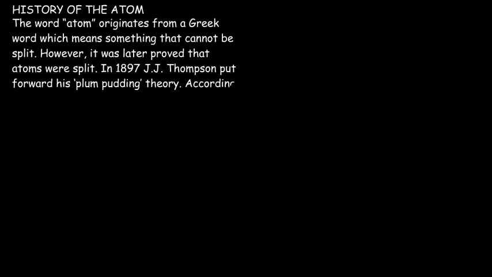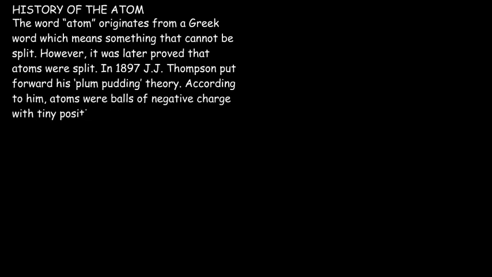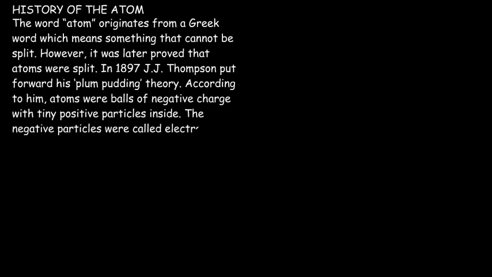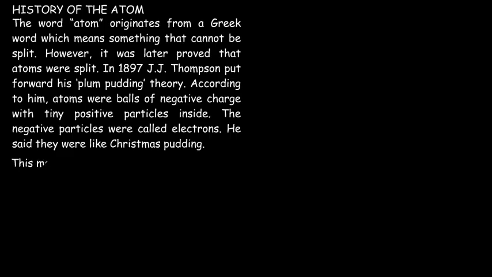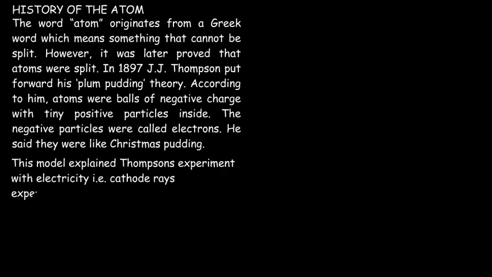In 1897, J.J. Thomson put forward his plum pudding theory. According to him, atoms were balls of positive charge with tiny negative particles inside. The negative particles were called electrons. He said they were like Christmas pudding. This model explained Thomson's experiment with electricity, that is, cathode ray experiments.